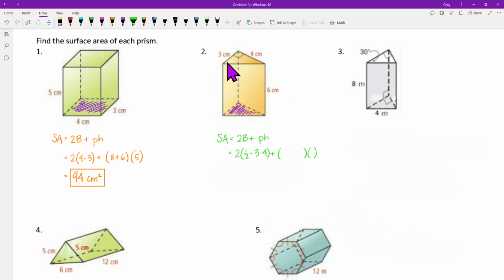Now the perimeter is going to be 3 plus 4 plus, how am I going to find that? Well, I think y'all know. That's the square root of 3 squared plus 4 squared, which of course is equal to 5. So perimeter of my base is 3 plus 4 plus 5. And the other number, the odd man out, is the distance between those bases, and that's 6. So again, put it in your calculator. You're going to get 84 square centimeters. All right, number 3, surface area, 2 times the area of the base plus the perimeter times the height.